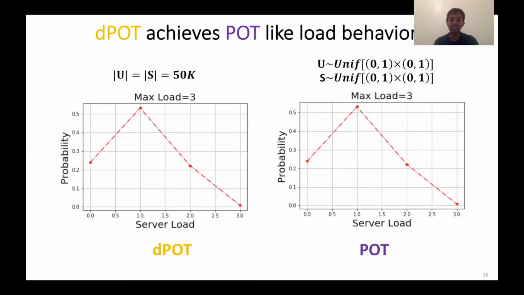So with these two policies, we have a few simulation results. What we observe is that dPOT achieves POT-like load behavior. Here we have a setting of 50,000 users and servers distributed uniformly at random on a 1x1 square. We show the PDF of the server load for dPOT on the left figure here, and the PDF for POT on the right figure here. As you can see, they have an identical maximum load value, and the PDF is almost the same for these two policies. So that's good. We are getting POT-like load behavior for dPOT.